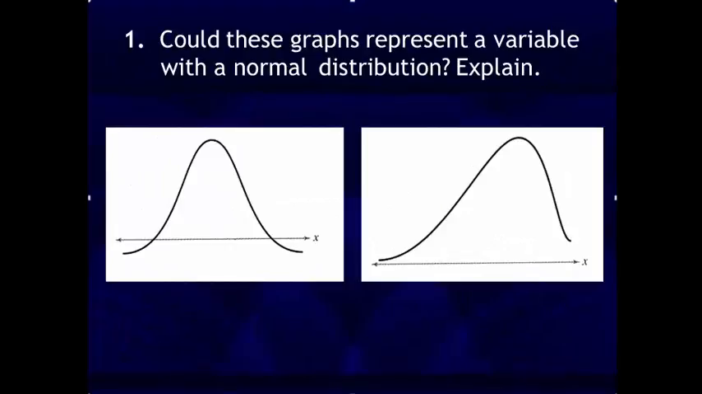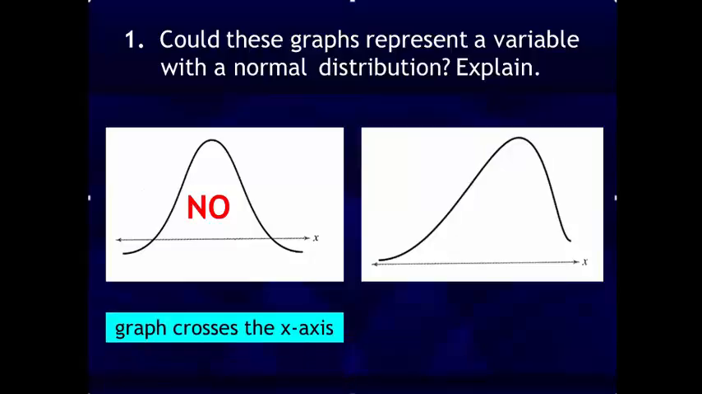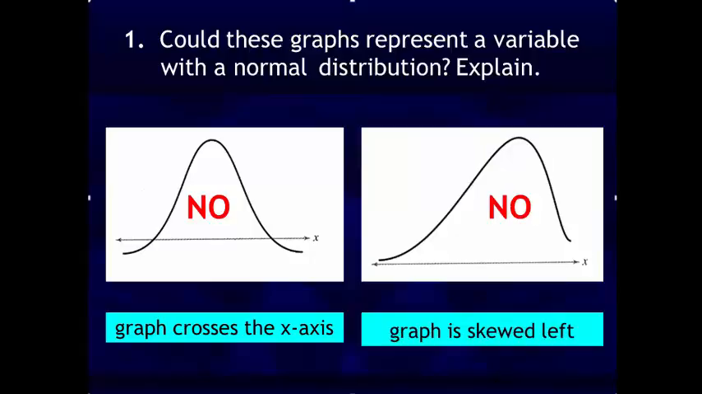Could these graphs represent a variable with a normal distribution? Let's find out. How about this graph? It is not a normal distribution. Why? Because the graph crosses the x-axis. How about this graph? Again, that is not a normal distribution. Why? Because the graph is skewed to the left.